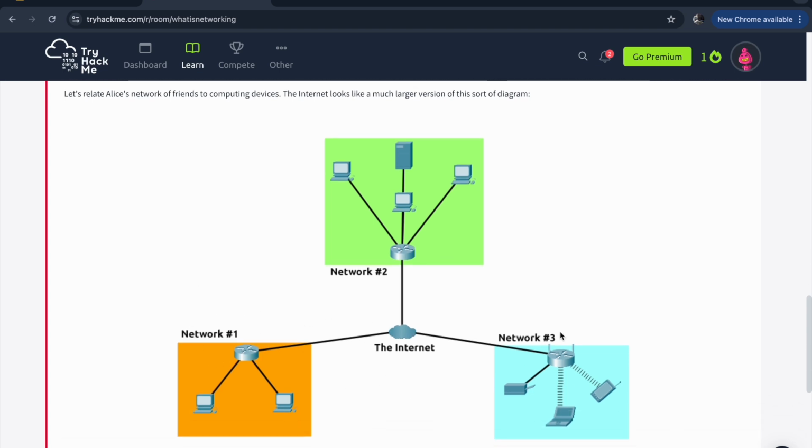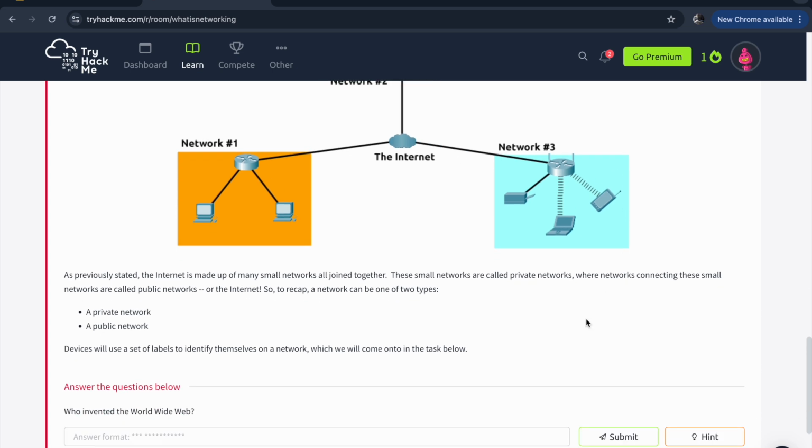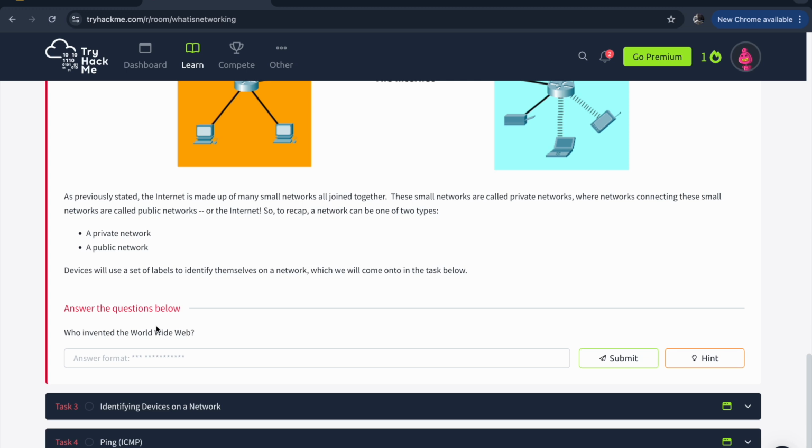But very basic diagram. So yeah, as previously stated, the internet is made up of many small networks all joined together. These small networks are called private networks, where networks connecting these small networks are called public networks, or the internet. So to recap, a network can be one of two types: a private network and a public network. Devices will use a set of labels to identify themselves on a network, which we will come onto in the task below. Who invented the World Wide Web?